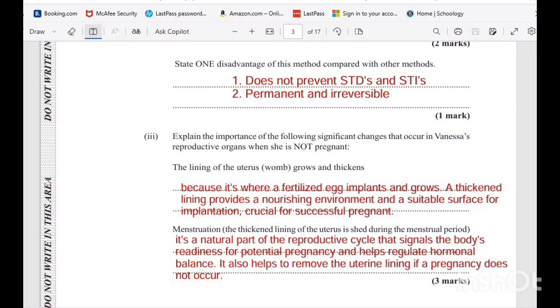And then the next part is menstruation. Why is menstruation important? We know that menstruation is the same thing that is called period.